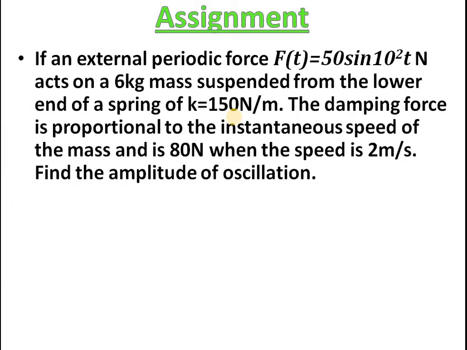Here you have the assignment now. A very simple, beautiful question is given here. If an external periodic force f of t is equal to 50 sine 10 raised to 2t, keep in mind it is 10 raised to 2t, Newton, acts on a 6 kilogram mass suspended from the lower end of a spring of spring constant 150 Newton per meter. The damping force is proportional to the instantaneous speed of the mass and is 80 Newton when the speed is 2 meter per second. Find the amplitude of oscillation.